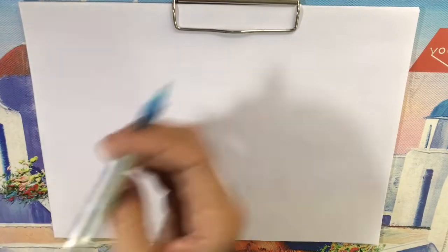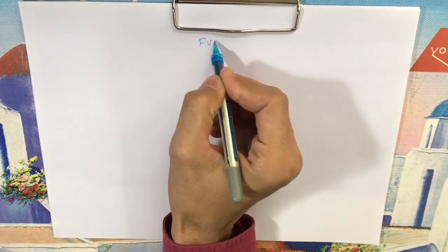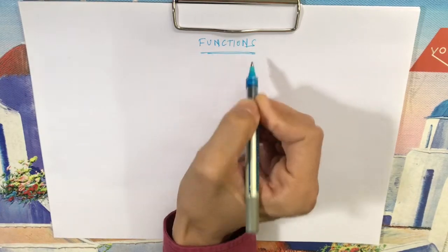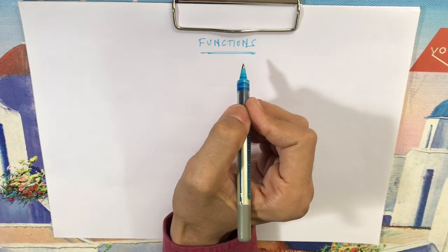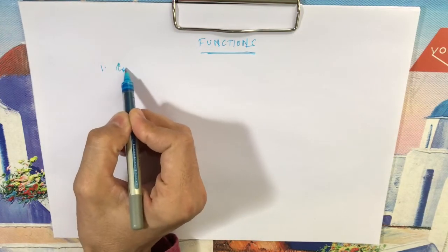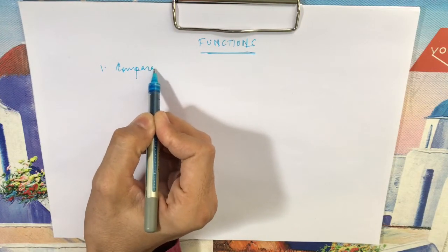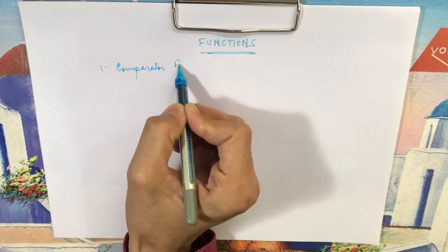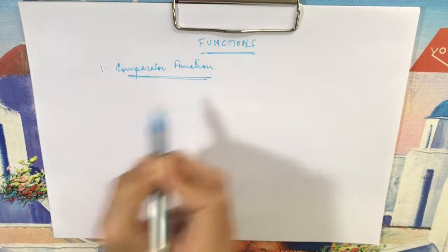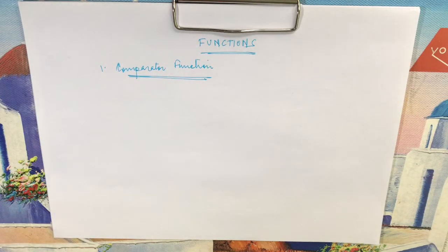Okay, now coming to the function of the cerebellum. So, what are the functions? By now we have learned all the functions of the cerebellum. The first and foremost is the comparator function. What does it mean? It means it compares, which we have covered throughout the lectures.